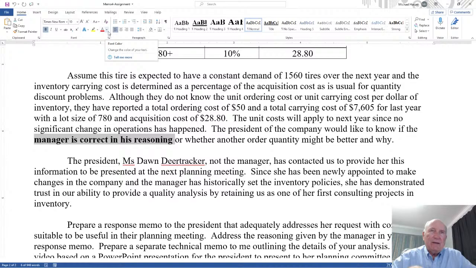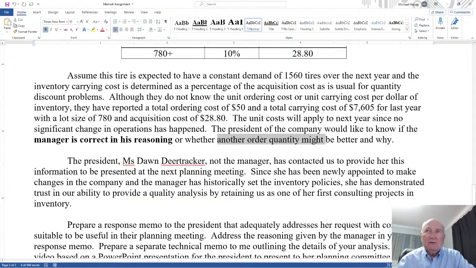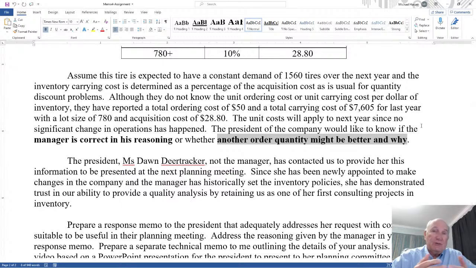She says, is the manager correct in his reasoning? And the second thing, whether another quantity might be better, and why. A lot of people say, oh, this is the optimal policy. Why is it optimal? Why is it better? So talk about why it's better. So those are the two things that we need to address, or you need to address, us as a team, you as the communicator, on how to communicate this to our client, Ms. Dawn Deertracker.